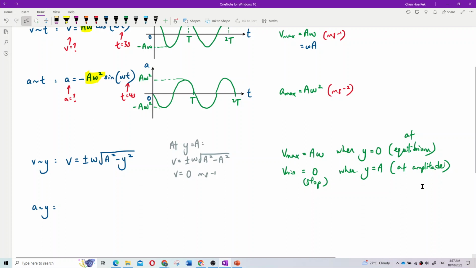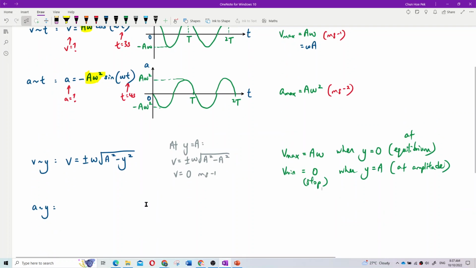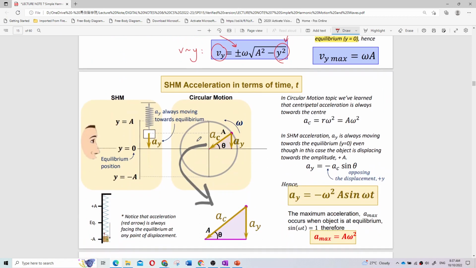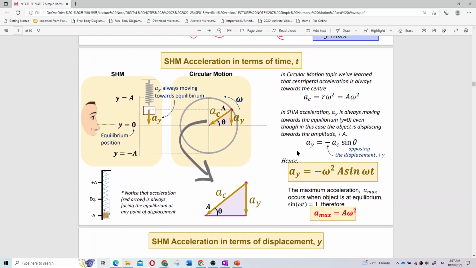Okay, so how about acceleration? We already got the velocity versus time equation and the velocity versus displacement equation. Now, how about the acceleration versus displacement equation? Very simple. From the equation we got, acceleration versus time is the negative sine equation: negative omega square a sine omega t.